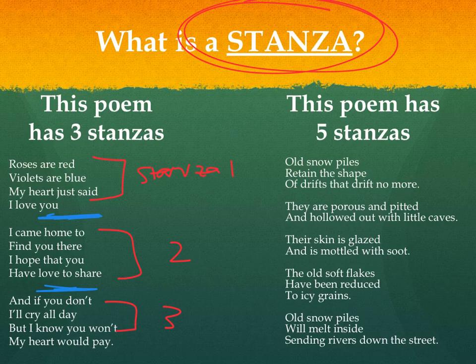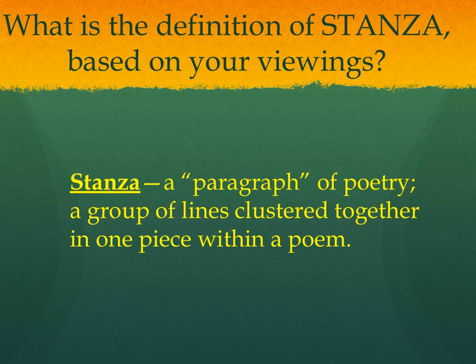So if you look over on the other side, this poem has 5 stanzas. Stanza 1, 2, 3, 4, 5. So the definition is here for you to see, just so you know. It's like a paragraph of poetry, a group of lines clustered together in one piece in a poem. And we're going to stop here for the first lesson. This is all day 1.